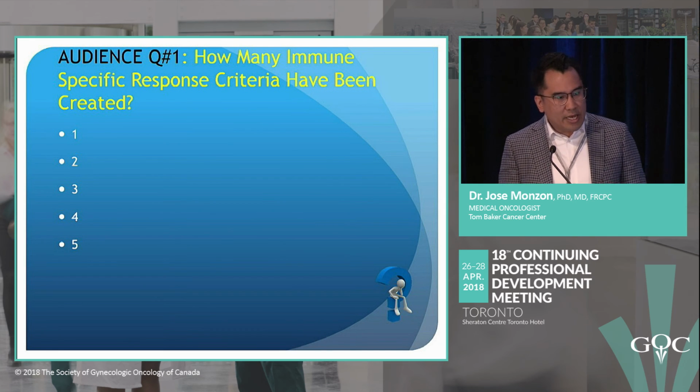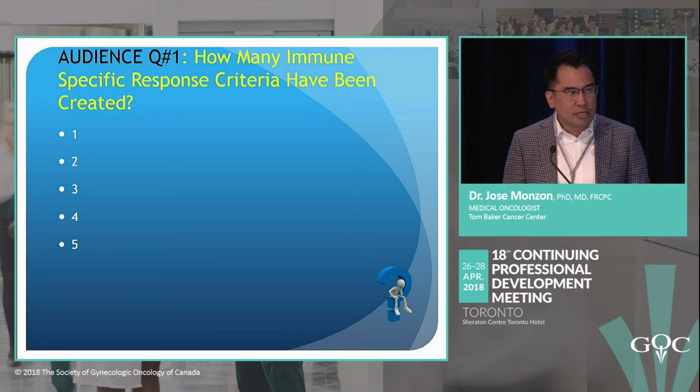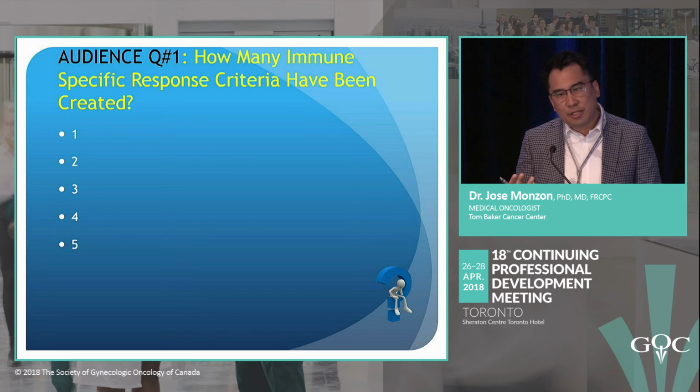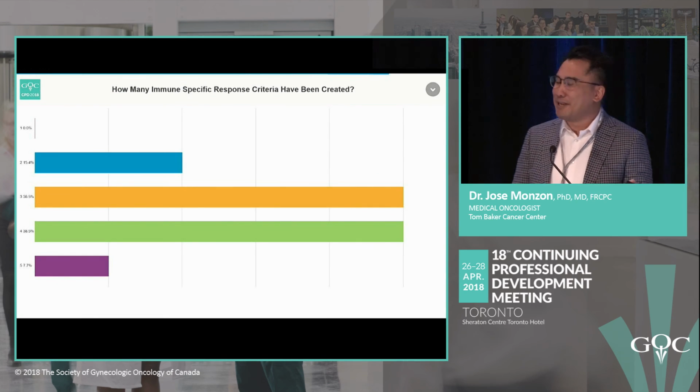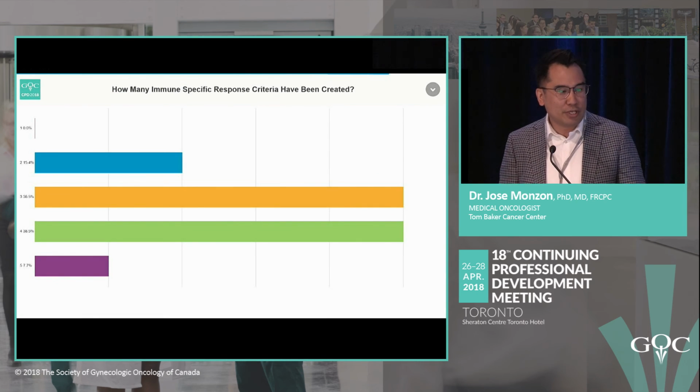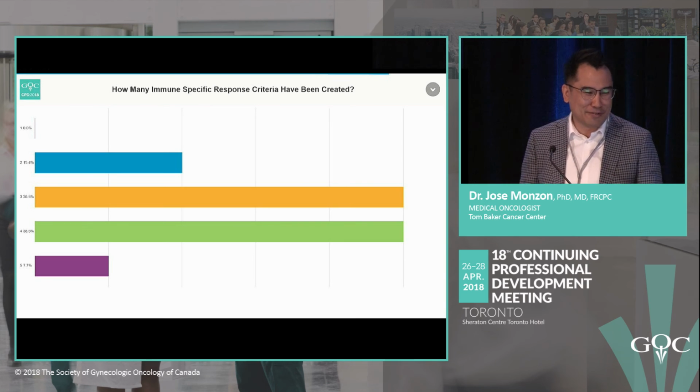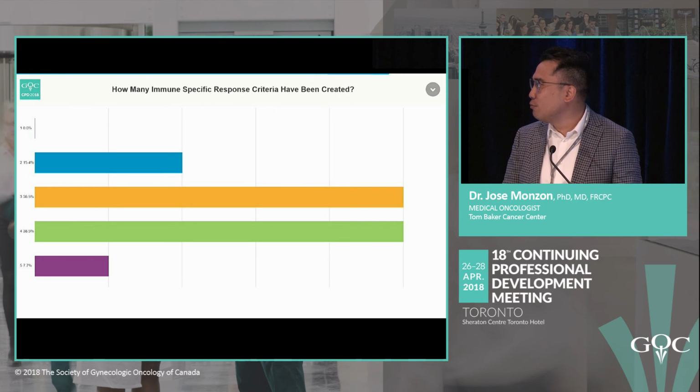So the first question I have is, how many immune-specific response criteria have been created? I'll give you a hint. Typically, we use modified World Health Organization or RECIST in clinical trials, so there are at least probably 2 that they based it off of. Oh, wow. I didn't think it would be this accurate. The answers are still coming in. Okay, fair enough. Well, the answer is 4. And 4 is what I could find anyway.